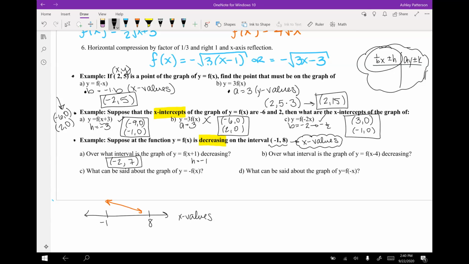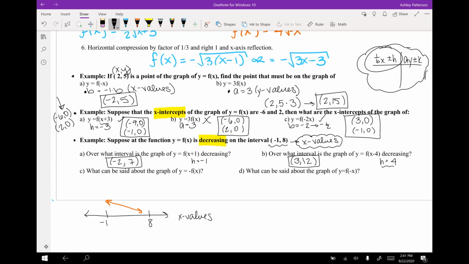Okay, for B, over what interval is the graph of y equals f of x minus 4 decreasing? Well, this is an h, and it's a +4. So we're going to add 4 to the interval, because the interval is being discussed with the x values, and this affects the x. So -1 plus 4 is 3, and 8 plus 4 is 12. So we see, could I mess up more in this video? Sorry guys. We say that the function, regardless of what it is, is decreasing from 3 to 12 when the function is shifted 4 units to the right.